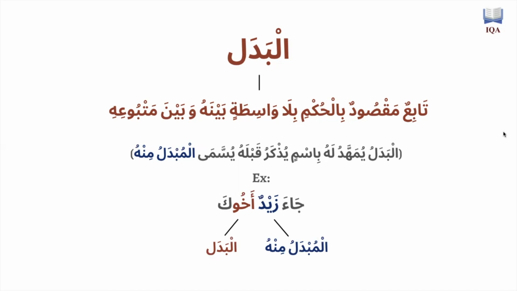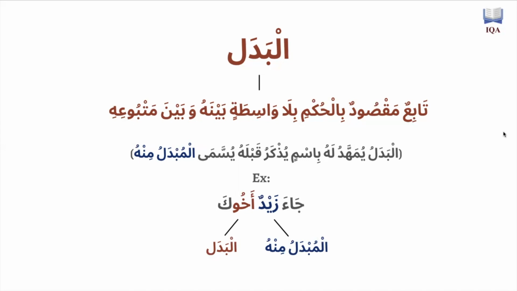Tabi' means that it's a follower, and we cover the tabi' in Arabic grammar. A tabi' means a noun that does not have its own i'rab, but rather follows the i'rab of a word that comes before it. There are four different types of tawabi' in the Arabic language. One of them is the badal, there's also the na'at, for example the adjective, and two others. So it's a noun that does not have its own i'rab, but follows the i'rab of the word that comes before it.